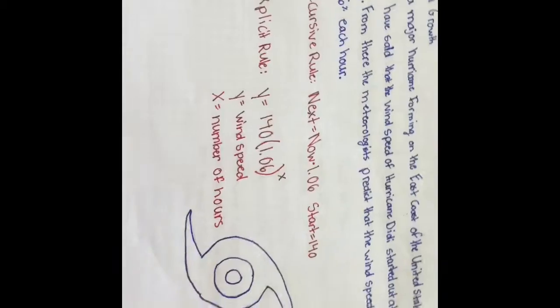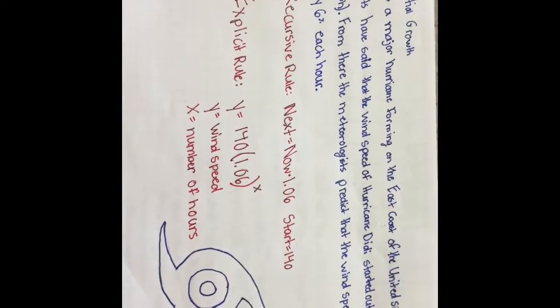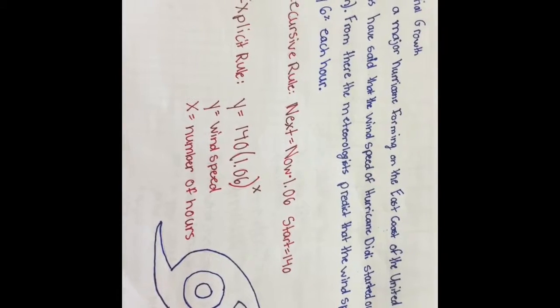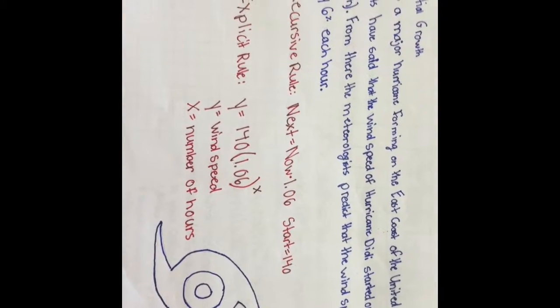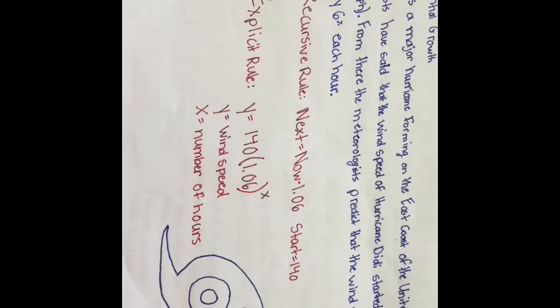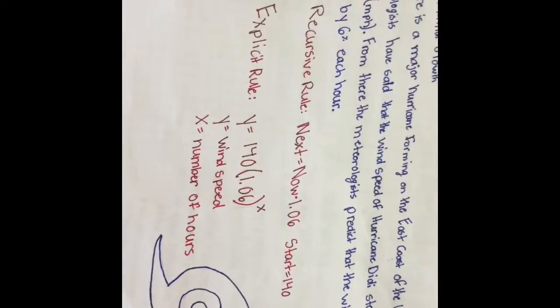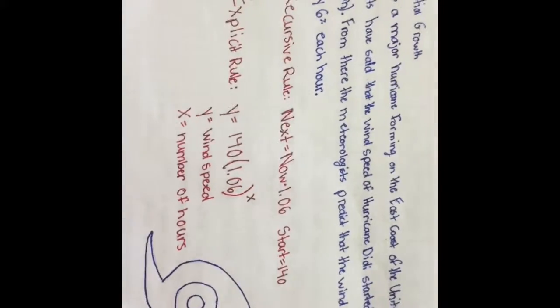Let's go. So I did exponential growth. There is a major hurricane forming on the east coast of the United States. Meteorologists have said that the wind speed of Hurricane Dee Dee started out at 140 miles per hour. From there, the meteorologists predict that the wind speed will increase by 6% each hour.